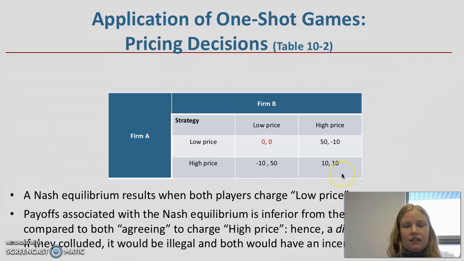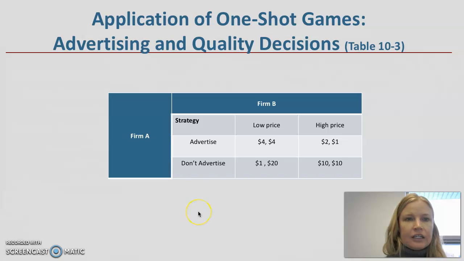That's what we would call an unstable equilibrium. So what happens is firm A has an incentive to cheat, and firm B also has an incentive to cheat. All right, the book also goes through this example of advertising and not advertising. So if you want to pause and try and think about the answer here, actually I'll do the same.